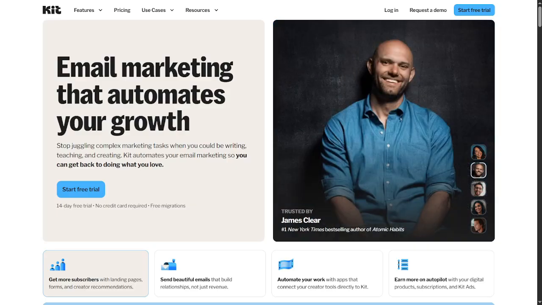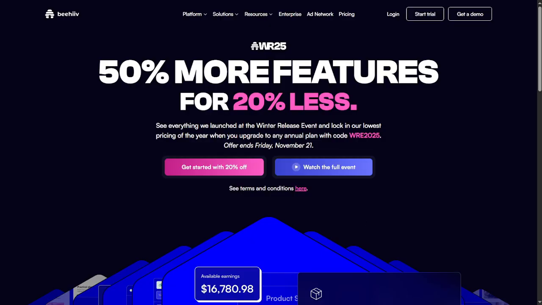In short, ConvertKit is your marketing machine, while Beehive is your growth and monetization engine. Either way, you're picking a creator-first platform, and that's a win.